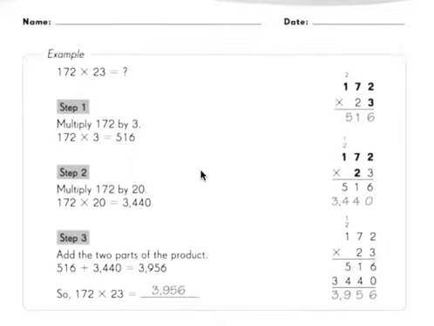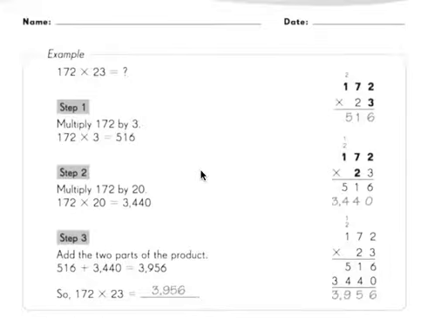Hi, today we're going to talk about multiplying by a two-digit number. The homework tonight is finishing what we started in class. Although we looked at the example in class, I'm going to run through it again quickly so that we can remember what it is we're supposed to do.